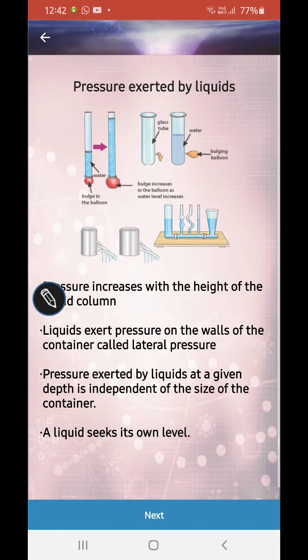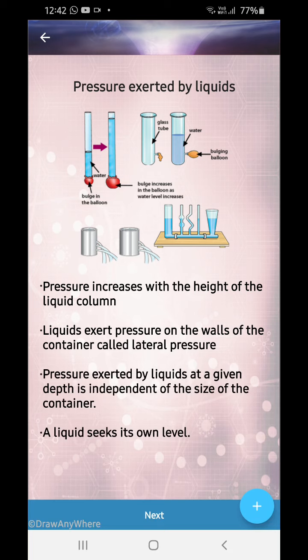Okay, so pressure exerted by liquids. Pressure increases with the increase in the liquid column. As you know now, the altitude increases and the atmospheric pressure also decreases. Same with liquids, as the liquid column increases, pressure will also increase. The pressure liquids exert on the walls of a container is known as lateral pressure. Pressure exerted by the liquid at a given depth is independent of the size of the container. And liquid seeks its own level.